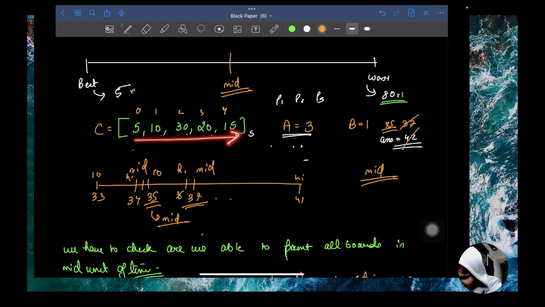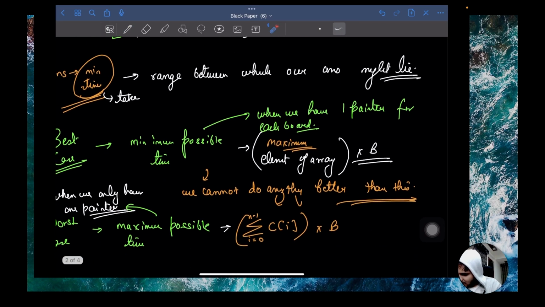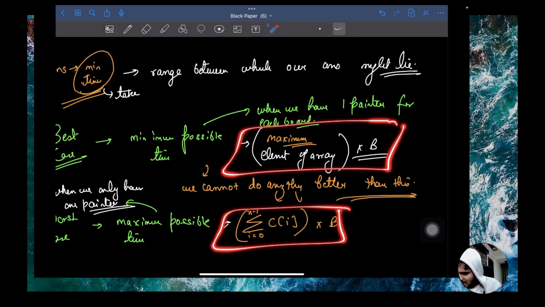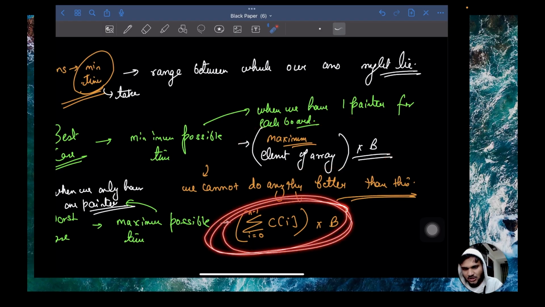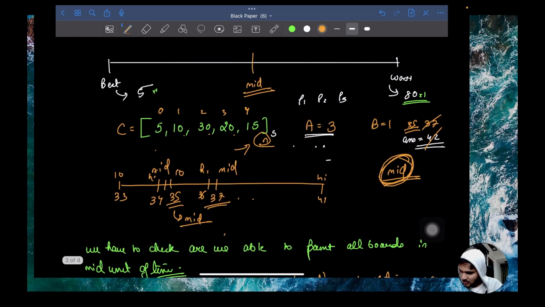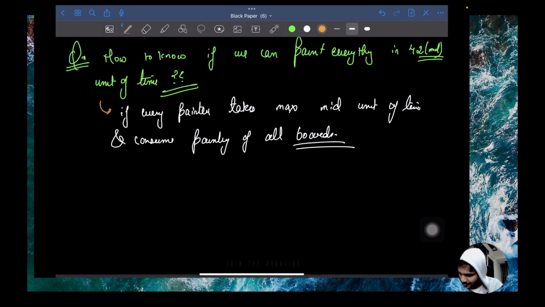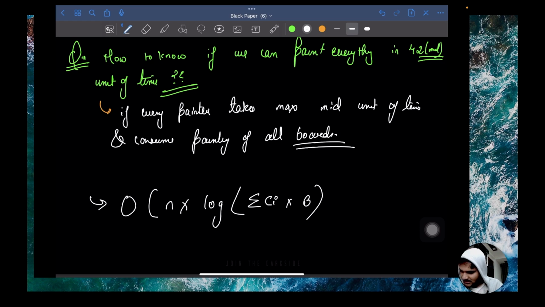Can I say that the array length is n? That means for every iteration of binary search, you do order of n task. How many iterations of binary search will be there? It will be summation minus maximum element. So approximately you can say summation of all of the elements into B, right? So if you carefully see, then time complexity will be what? Order of n into log of summation of Ci into B. Can I say that?